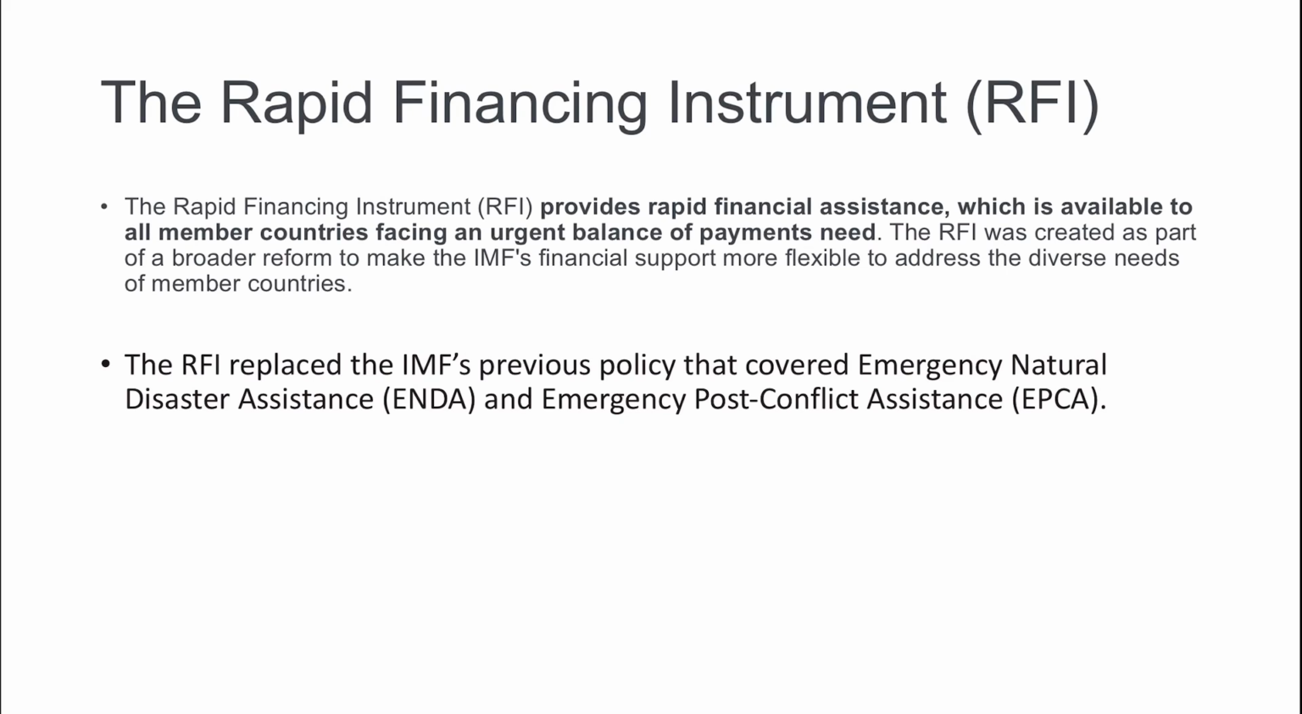In the normal course, IMF extends loans when a country is having a normal BOP crisis, but sometimes a country falls into a crisis due to some natural disaster, or due to some internal conflict. For these conditions, IMF had earlier special provisions, which were the natural disaster assistance and emergency post-conflict assistance. Now, since this year, IMF merged these two under the Rapid Financing Instrument. In this, IMF extends loans without putting stringent conditions on the country.